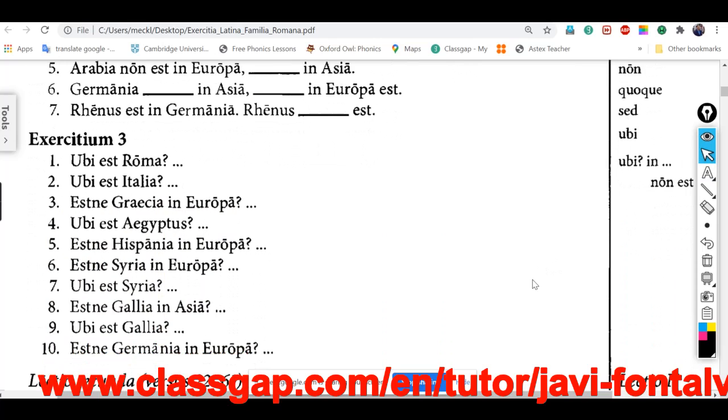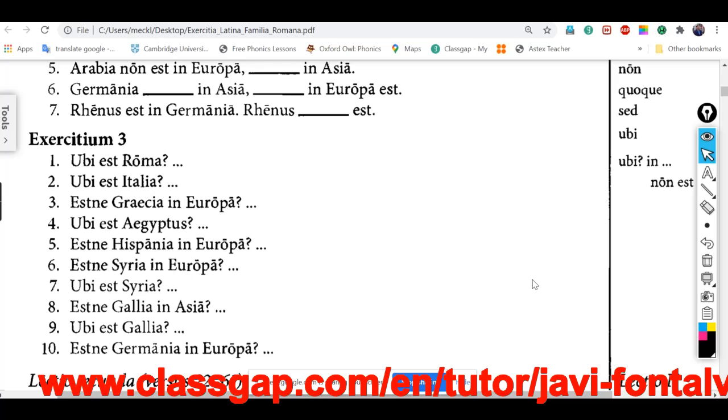Ubi est Roma? Who wanna try? Roma in Europa est, or est in Europa? In Europa est. You can change the order, it's very easy. Correcto. Roma est in Europa, Roma in Europa est. You could omit est because it's clear by context, yeah? Vale. Ubi est Italia?